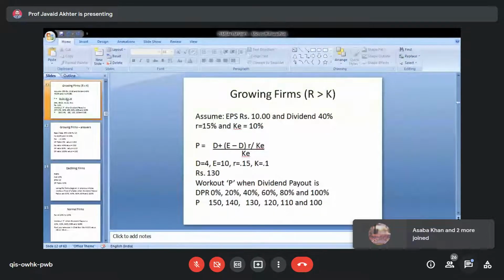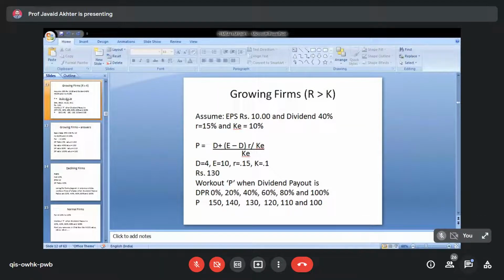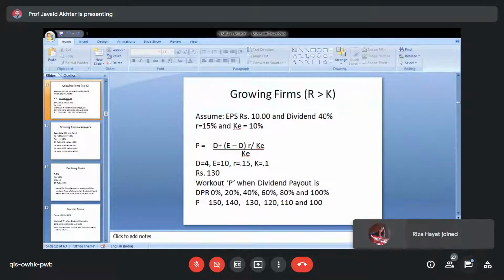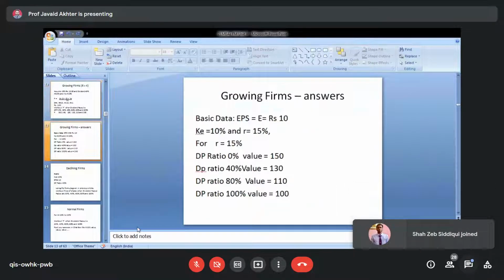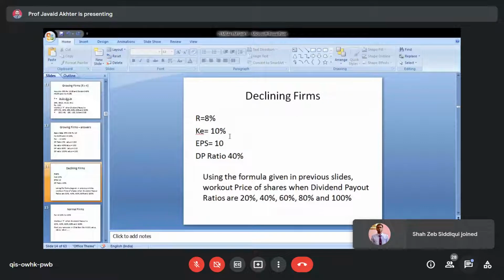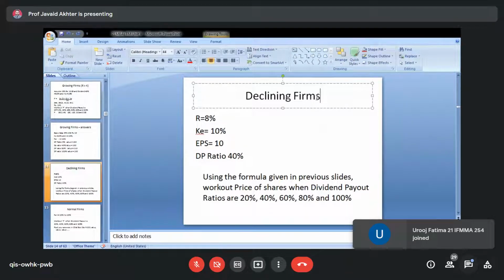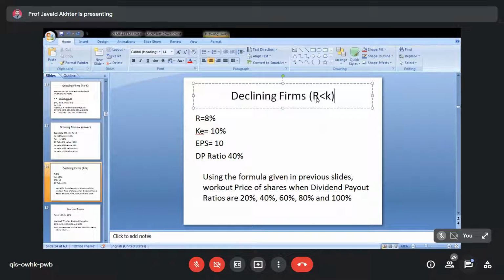As I told you before, Walter has classified the firms into three categories. One you have seen. Now we go to the second category of firm. What is that second category? Where R is less than K: declining firms. So what is a declining firm? Where R is less than K.